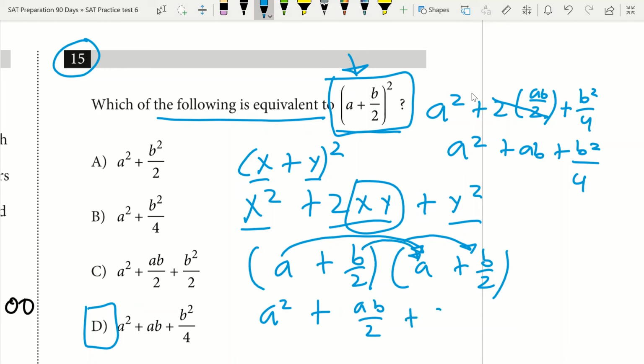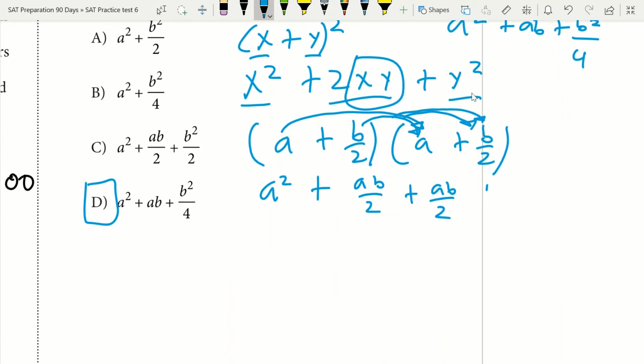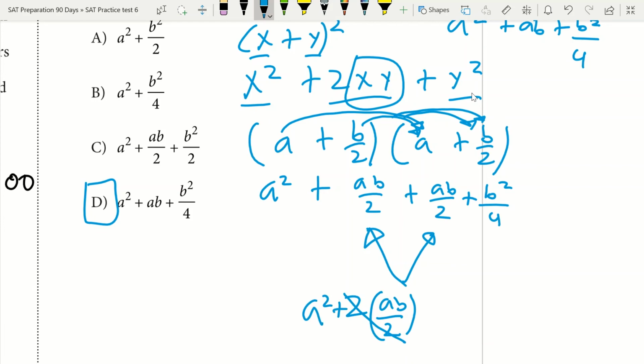Once again, we have plus ab over 2. Now we've got b over 2 times b over 2, which is going to give us b squared over 4. Now we see that we have 2 of these terms right here. So we have 2 of them, and we are adding them, so the 2's are going to cancel, and we're going to have ab, a squared plus ab plus b squared over 4. So our answer there is obviously going to be D.